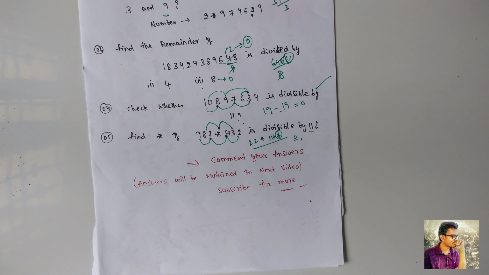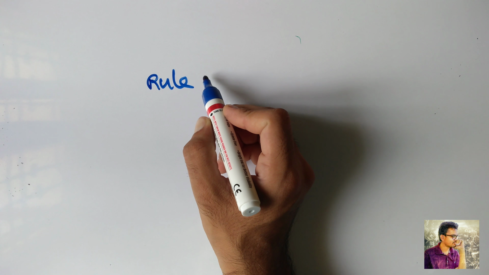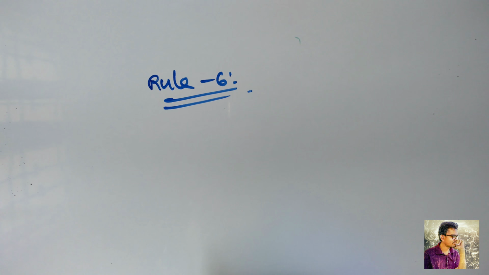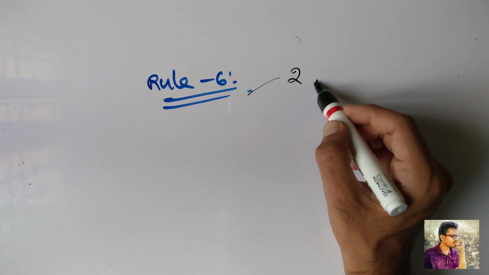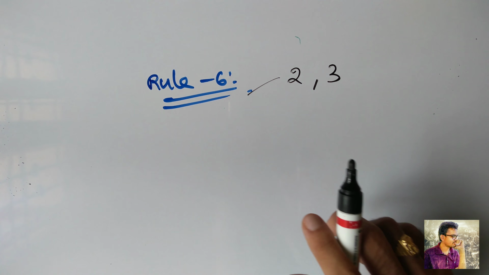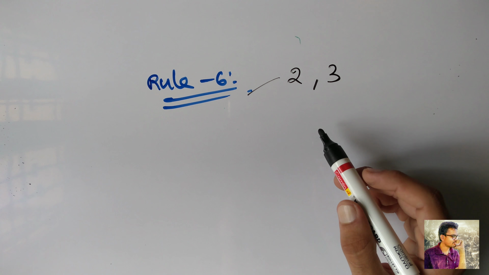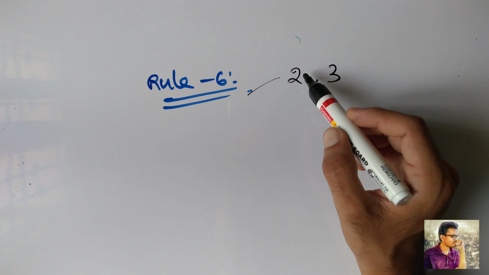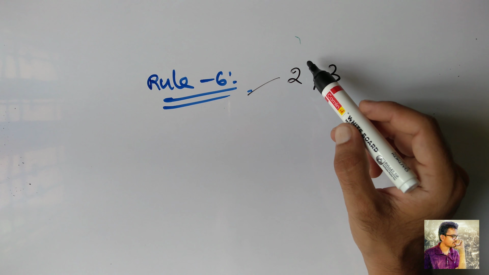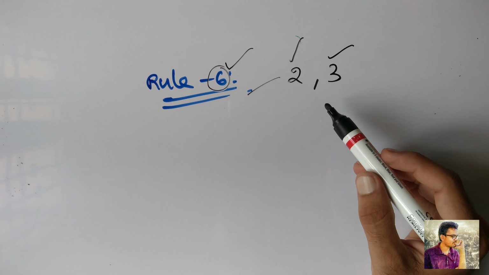First of all, let's discuss the rule for 6. If the number is to be divisible by 6, then it should be divisible by both 2 and 3. We know the divisibility rule for 2 and the divisibility rule for 3. So if you check whether the number is divisible by both 2 and 3, then the number is divisible by 6.